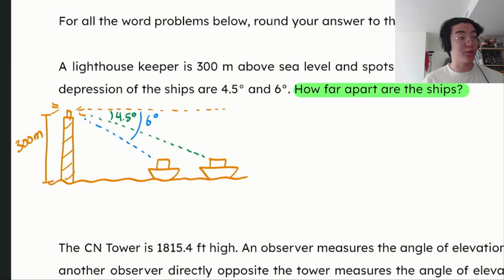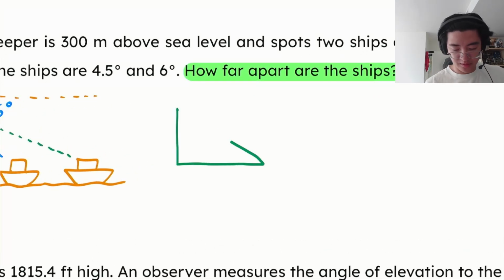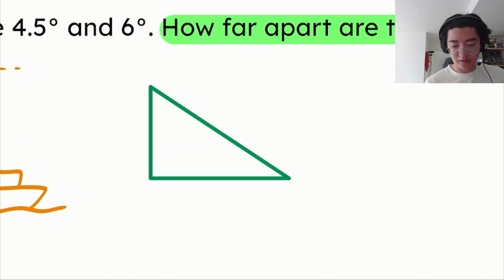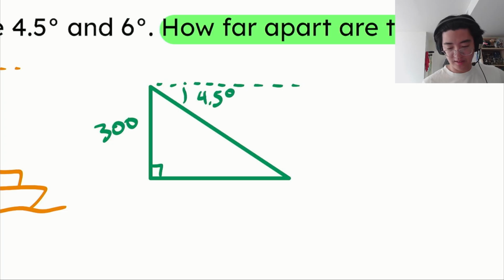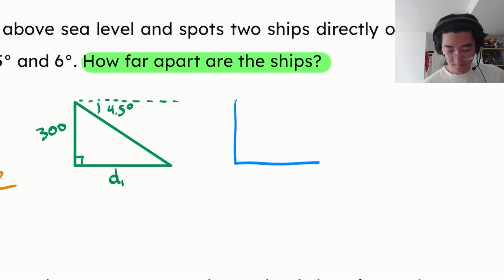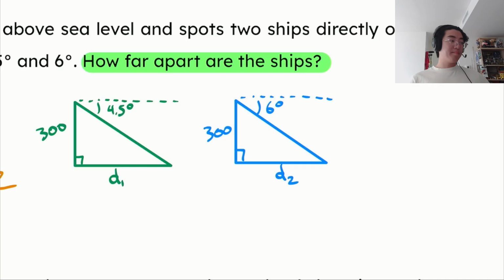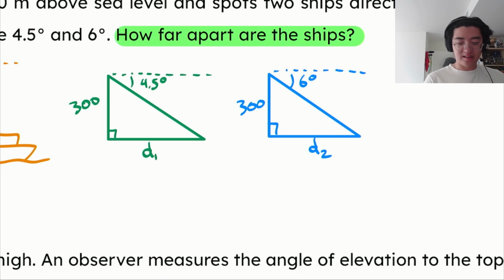And of course, we can draw out separate triangles, just so it's easier to visualize. So we got a green triangle here. So the green triangle, that's 4.5, 300. I want to find out the distance here of this first ship. And right here, that's 6 degrees, and the distance of the second ship. Okay. So how do you find that?